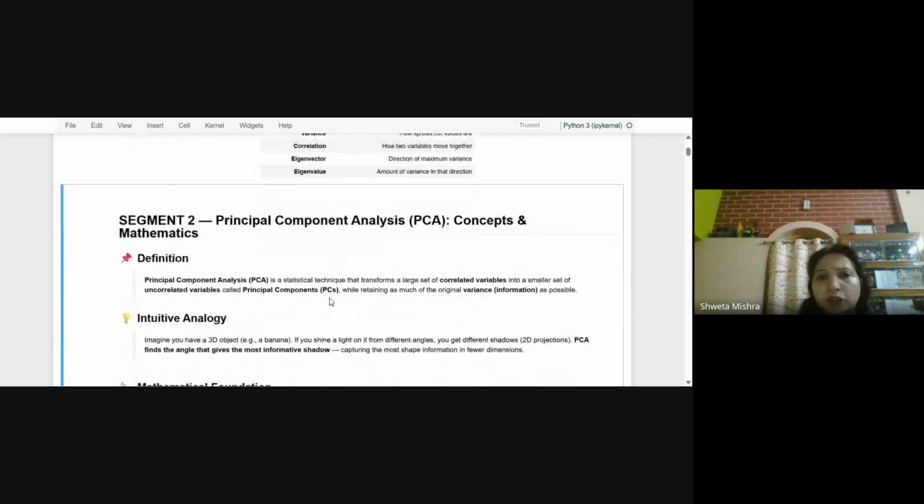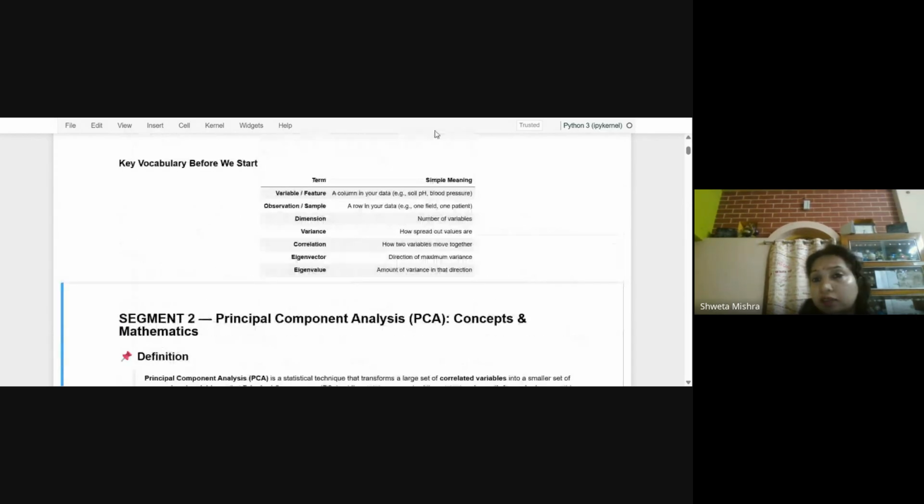So before going to that, here are a few variables that we are going to use. I already discussed this, but still, variable or features are the column-wise information. So we will write it as the soil pH, blood pressure, glucose level, all that. Observation or sample will be represented as row-wise information, where one field or one patient's data will be row-wise.